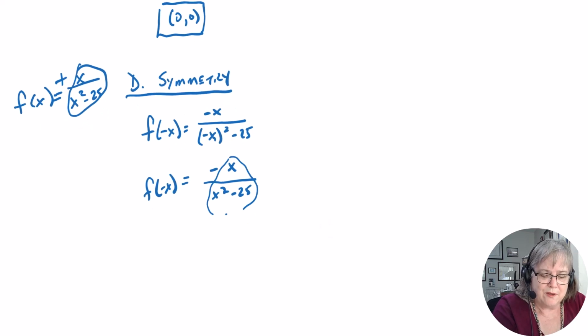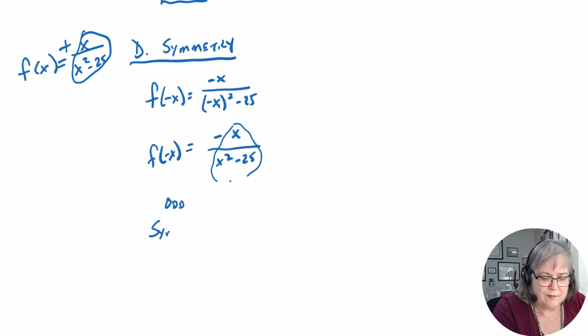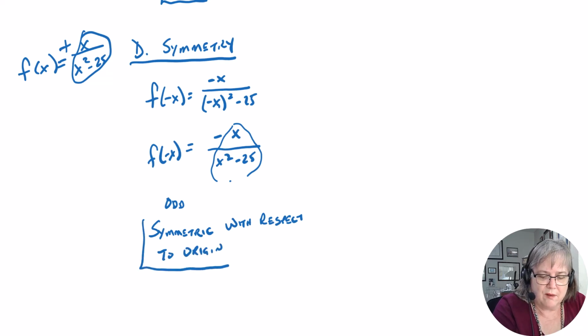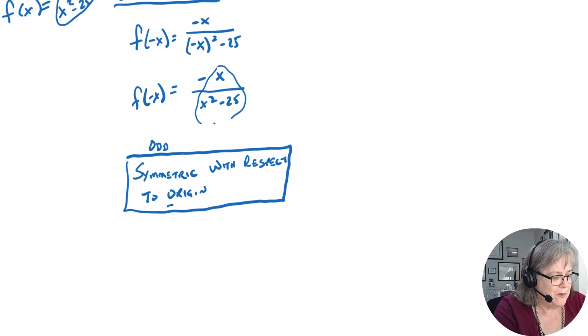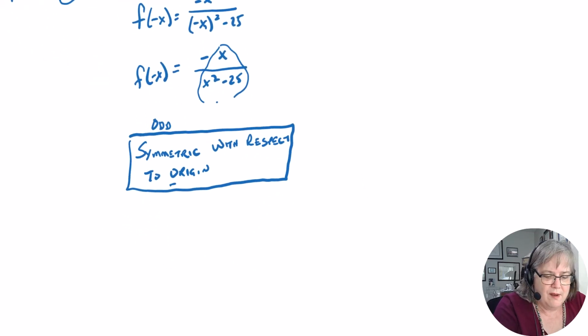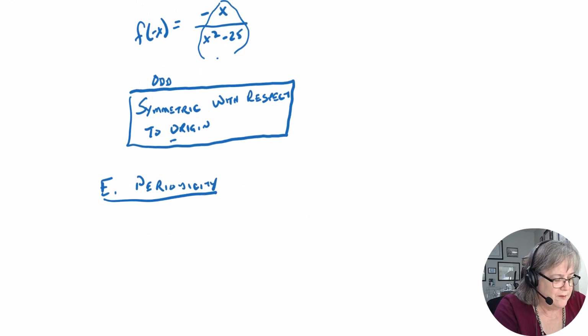So it's the opposite of what you started with, so it's odd, which is symmetric with respect to the origin. So getting the opposite of what you started with and origin both start with O, maybe that'll help you to remember. And periodicity. There is no period in a rational function, and that would be your explanation.